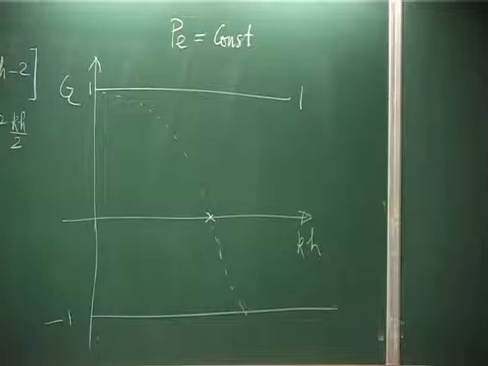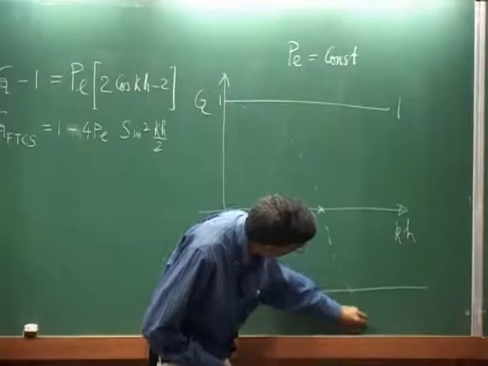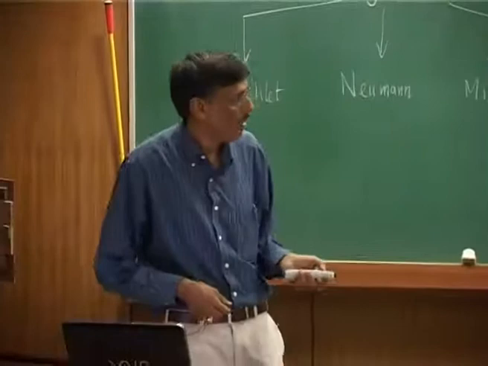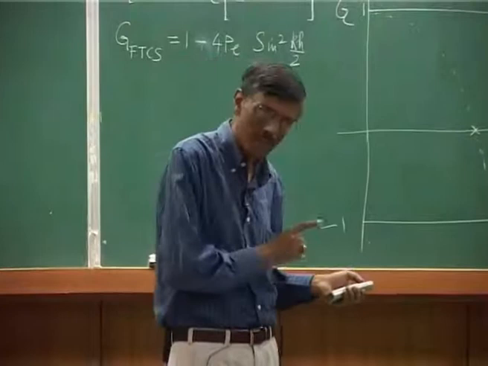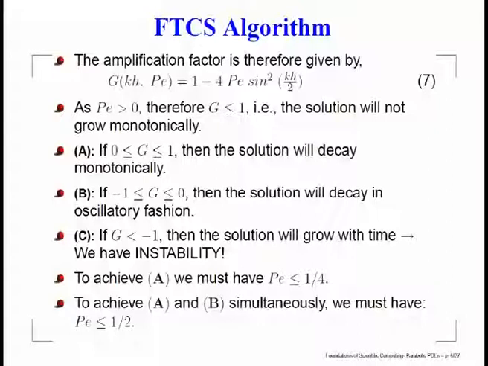Now, this figure also shows the possibility that I could go below minus 1 also. If I do that, that means numerical instability. Please do not confuse it with physical instability. We are talking about a physically stable system and we are looking at the property of the numerical method. So, these are the possibilities determined by the value of G. Case C is the case we do not like to happen, where the solution actually blows up.